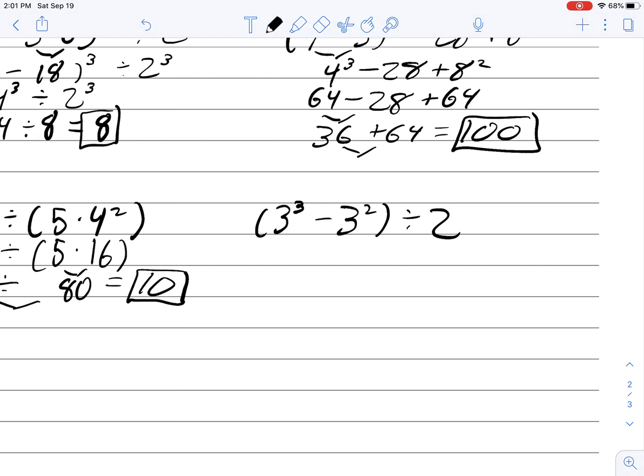Starting within the parentheses and looking at doing my exponents first. So first I have 3 to the third power. That'll be 27. Minus 3 to the second power. 3 times 3 is 9. So I have 27 minus 9 in parentheses divided by 2. Continuing within my parentheses, 27 minus 9 is 18 divided by 2, which is 9.